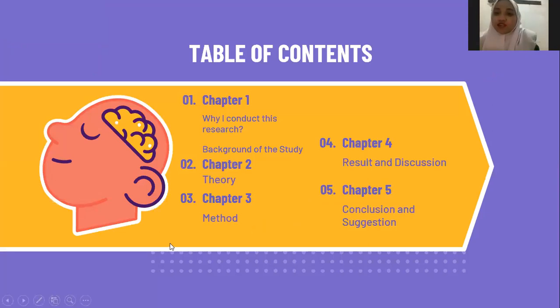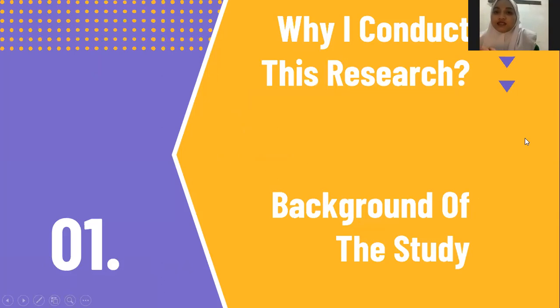For the table of contents, I have chapter one, why I conducted this research and the background of the study, then chapter two, theory, chapter three, method, chapter four, result, and chapter five, conclusion.